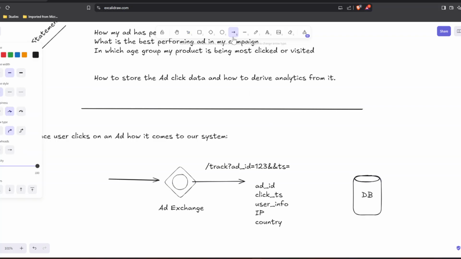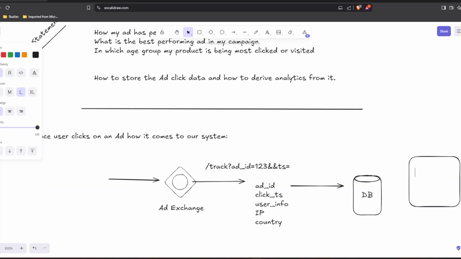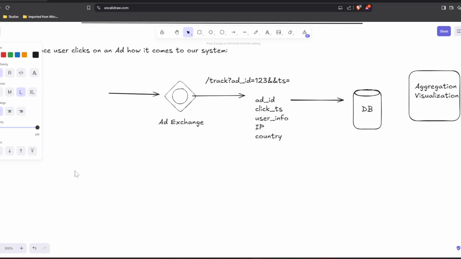But just for the time being, take it that we are going to store it in our database, and in this database we will probably create our own aggregation and visualization for the user. So at the last part what we'll have is our aggregation and visualization. The system needs to support some basic queries.